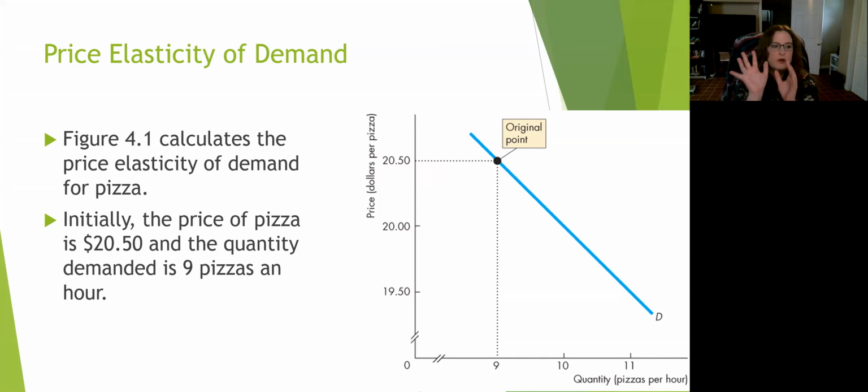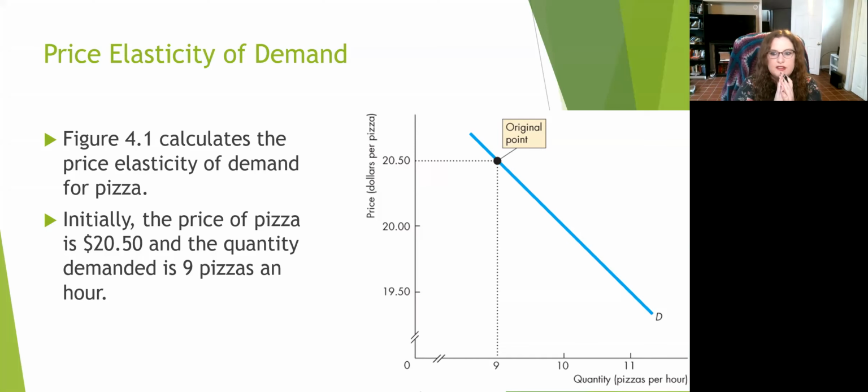So in this original version, what we see here is that our old price and quantity, so the one that we're starting from, is going to be $20.50. And when pizzas are $20.50, we sell 9 of them an hour.